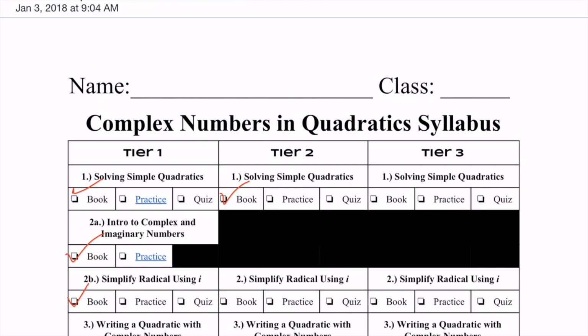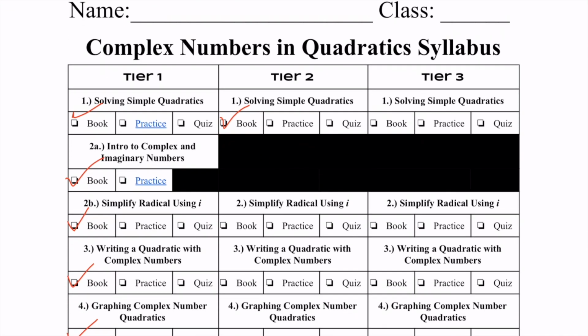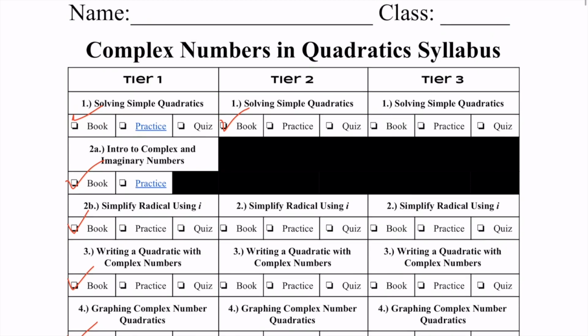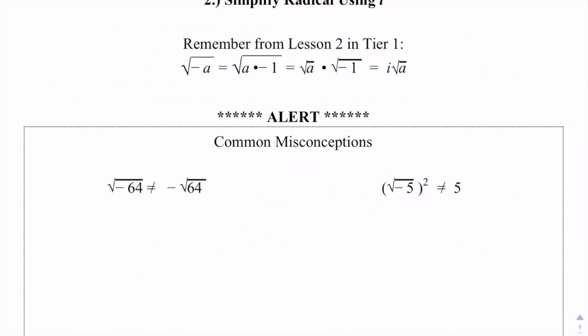We are back into our complex numbers syllabus, and we are on Tier 2, Lesson 2, simplifying radicals using i. We're going to check off our booklet. Here we are in Lesson 2. We want to remember from Lesson 1 that we can break apart radicals like this and get our square root of -1, which gives us our i.